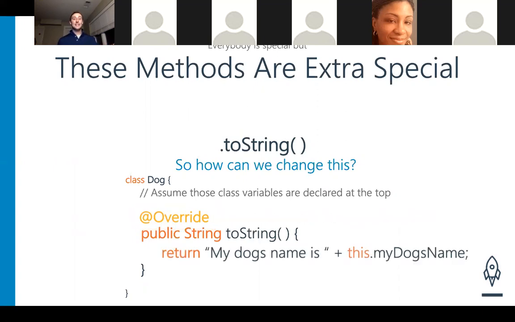In this case, I want to return something more human readable. In this case, my dog's name is this.myDogsName. That's how we do this in Java. That's how we hijack a toString method. We just hacked our first method. Hope everyone feels like a total boss right now.